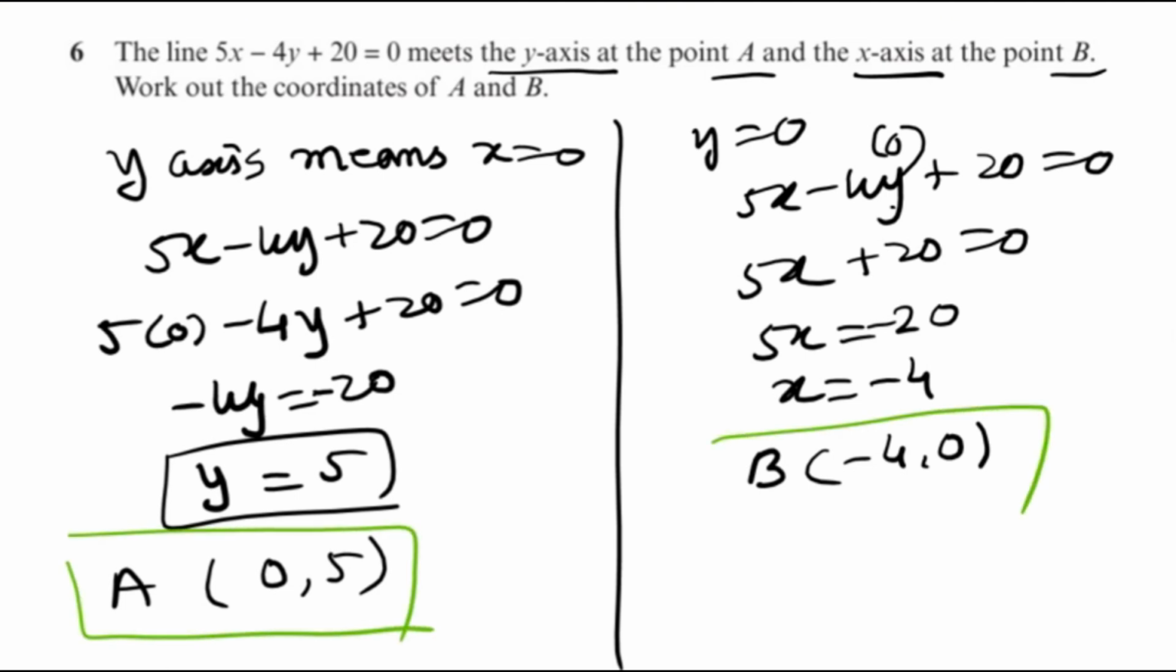We have to remember, when the line intersects the y-axis, x is 0. When the line intersects the x-axis, then y is equal to 0. And you can simplify, you will get the coordinate.